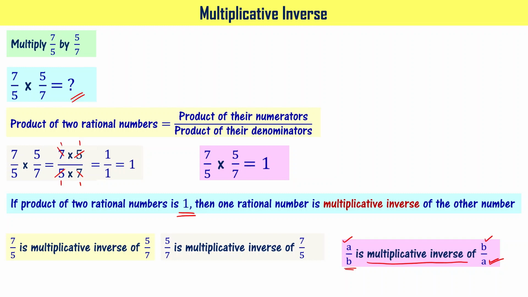The next thing we want to learn is multiplicative identity. Let's multiply 7 by 5 by 1. We can write it as 7 by 5 times 1 by 1, right? 1 is an integer that can be written as 1 by 1 so that it becomes a rational number, right? All integers are rational numbers, all natural numbers are rational numbers, all whole numbers are rational numbers. That's what we learned. So 7 by 5 times 1 by 1 is what we have to find, right?